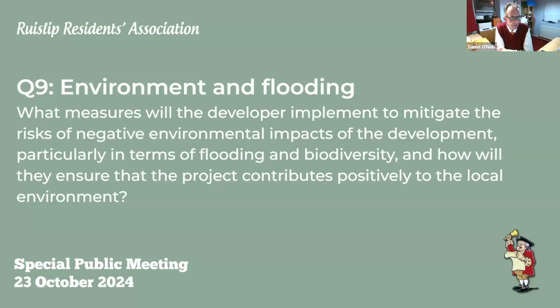The environment and flooding topic. What measures will the developer implement to mitigate the risks of negative environmental impacts of the development, particularly in terms of flooding and biodiversity? And how will they ensure that the project contributes positively to the local environment?